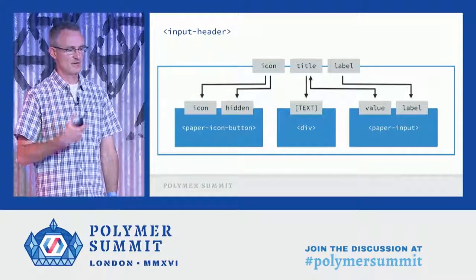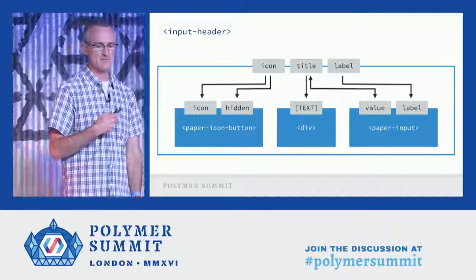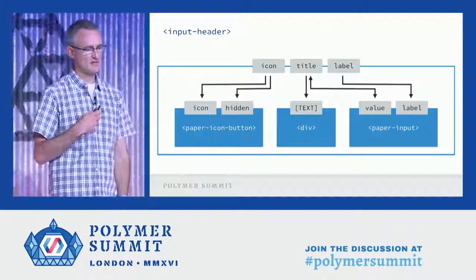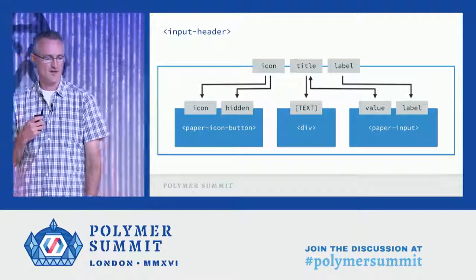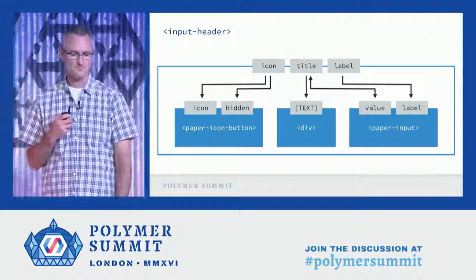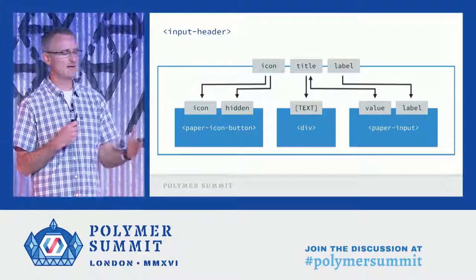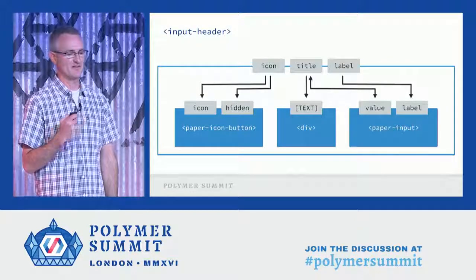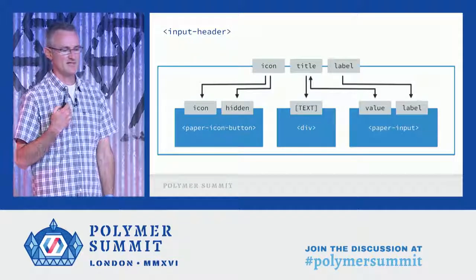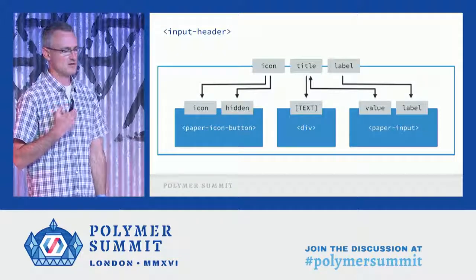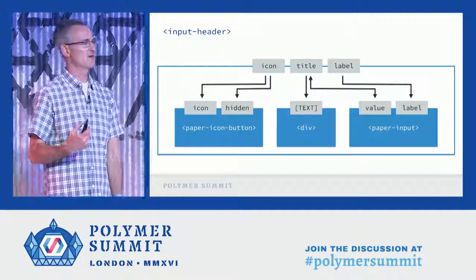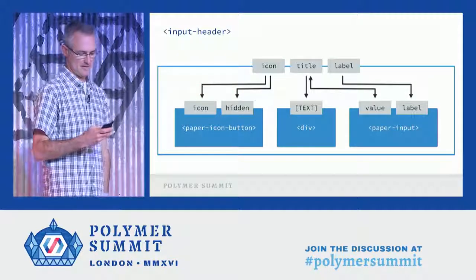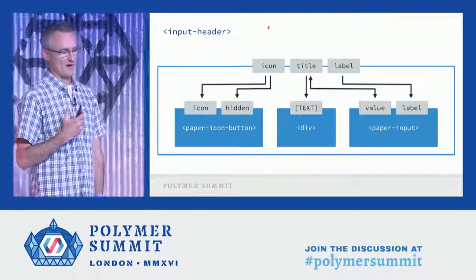And you can see there we have arrows representing all of the bindings in the model, including the one two-way binding between the title property and the value property of paper input. Now suppose that the view containing our input header wants to specify what kind of icon to display. It sets the input header's icon property, starting the flow of data. And as expected, the bindings propagate the provided value down to the related properties on the paper icon button.